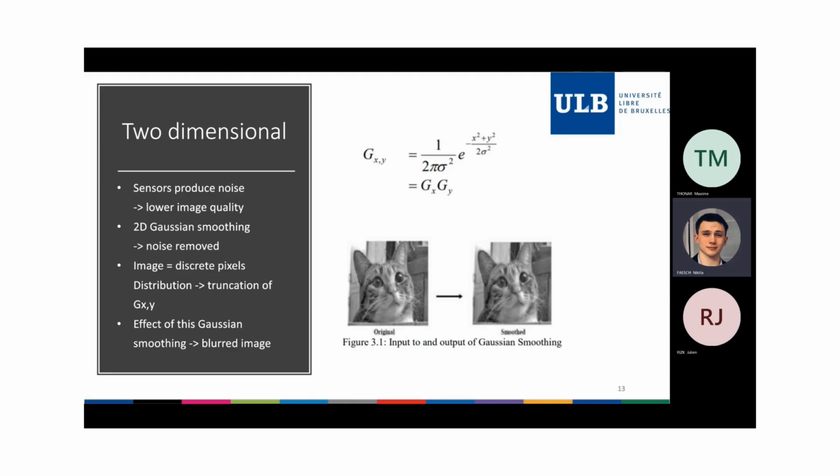A 2D isotropic Gaussian filter can be seen as a product of two 1D Gaussians, as we can see on the slide, where sigma is the standard deviation. As an image is a discrete pixel distribution, we truncate g(x,y) by the kernel at more than about 3 sigma, because practically it's the point at which g's distribution is equal to 0. Like this, we may perform convolution. The effect of this is that the Gaussian smoothing blurs the image.